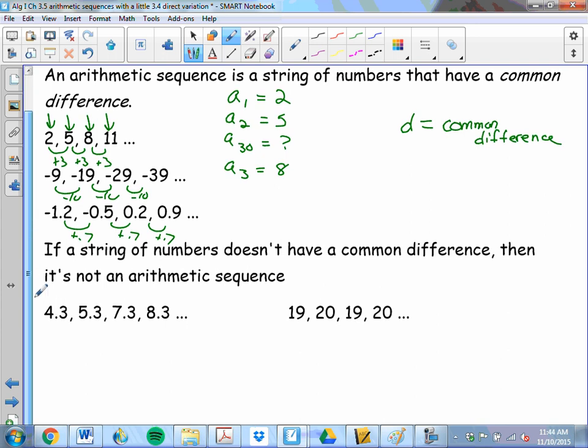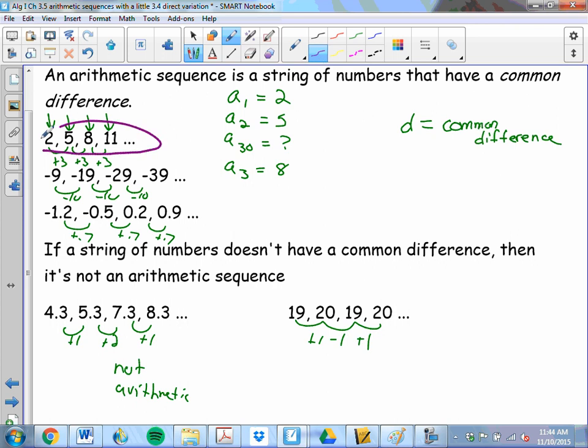If you don't have a common difference, this is up 1, up 2, up 1. This is not an arithmetic sequence. And here this is up 1, down 1, up 1. Just because there's a pattern, there still is a pattern, and you could find other terms of the sequence if you wanted to, but it's not called an arithmetic sequence because there's no common pattern.